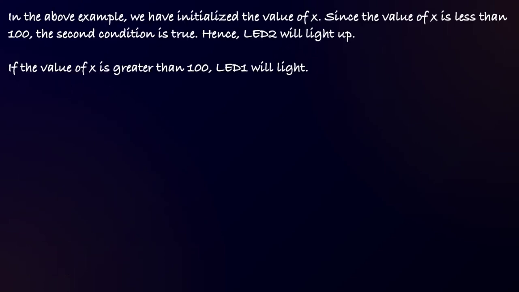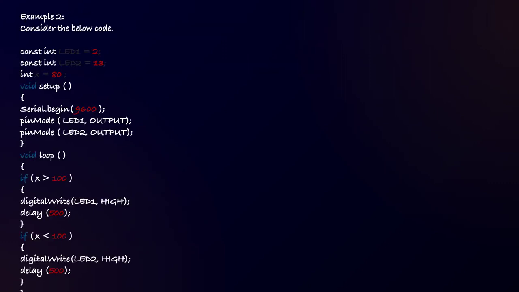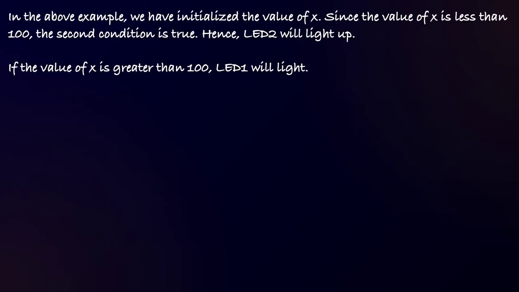We'll see that later. You see, in the example, what we have done, we have initialized the value of x. Where? Here. We've initialized x equal to 80. Then, since the value of x is less than 100, the second condition is true. Hence, LED2 will light up. Okay. If the value of x is greater than 100, LED1 will light. That's what the conditions are. Hope it is clear to you, right? It is very simple as our English language.